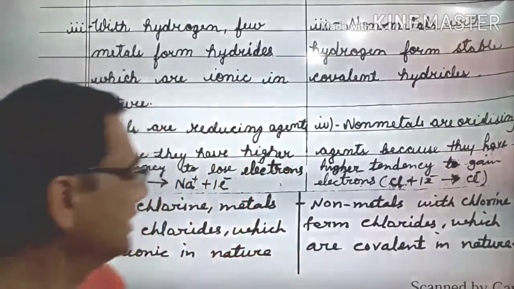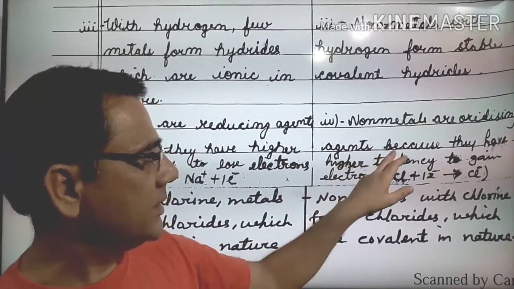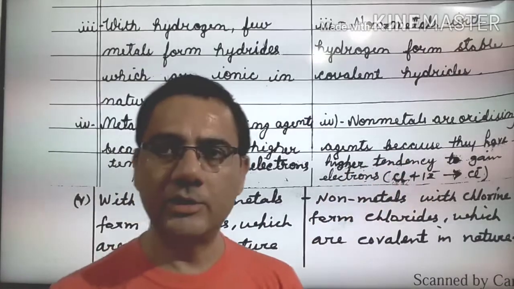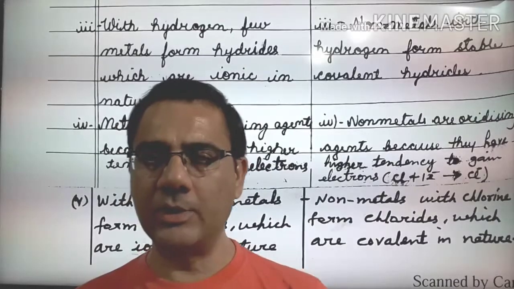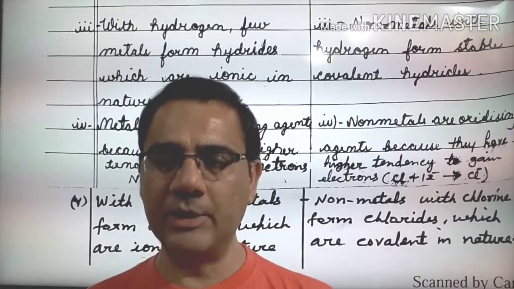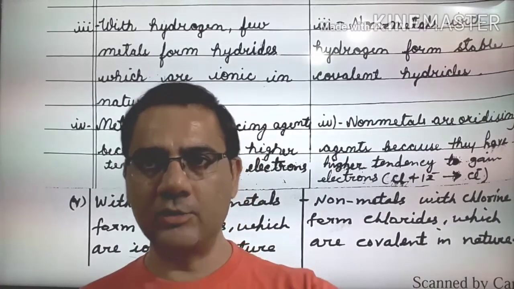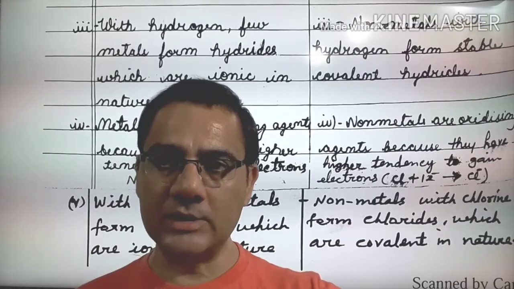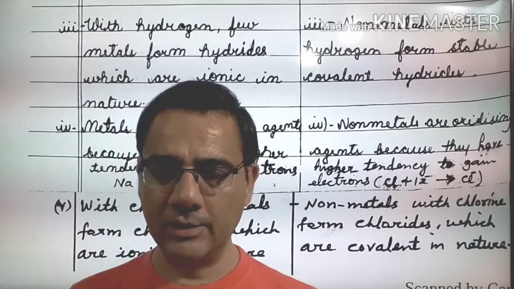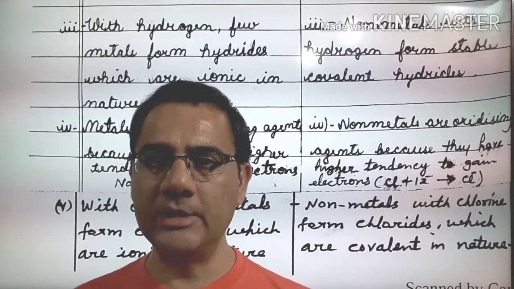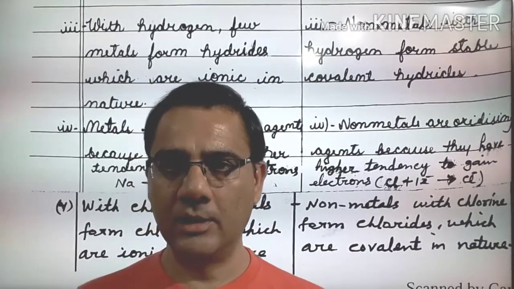What about the non-metals? Non-metals are oxidizing agents because they have a high tendency to gain electrons. Non-metals mainly gain the electron. They take the electron from the other element and keep it themselves. So when they take electrons from other elements, it means they are oxidizing others and keeping the electron for themselves. It means they reduce themselves. It means they are oxidizing agents.